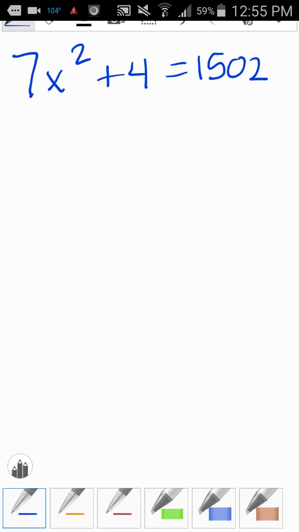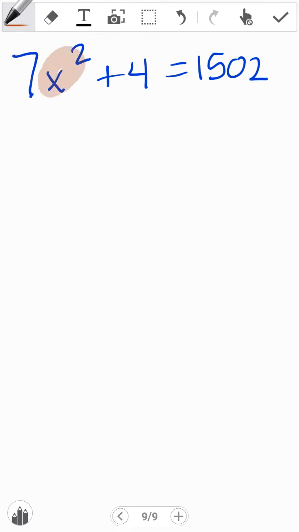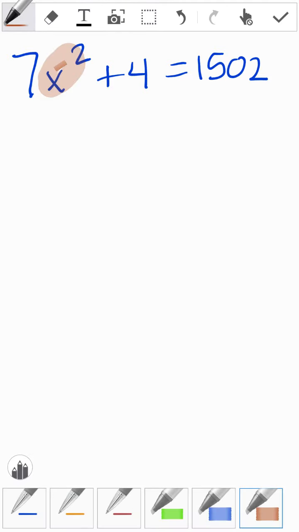All right, in this example, we look at our squared term, and that is x squared. And x squared is being multiplied by 7 and added 4 to it. So that means it's not by itself. So what we're going to need to do is do our inverse operations and solve for x squared.